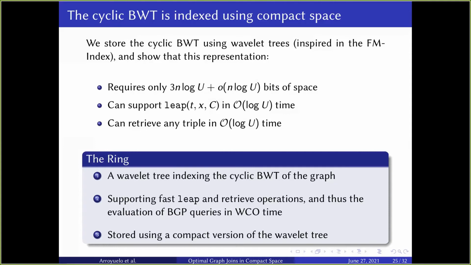So summing up, the ring, which is the name that we gave to our graph representation, is essentially a wavelet tree indexing the cyclic PWT of the text representation of the graph so that you can support fast leap and retrieve operations. And in turn, you can evaluate in worst-case optimal time BGP queries by means of algorithms like the leapfrog join. We implemented a version of our data structure using a compact representation of the wavelet tree and also a version using a compressed representation of the wavelet tree.